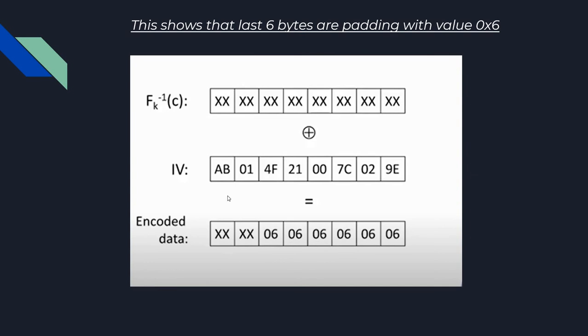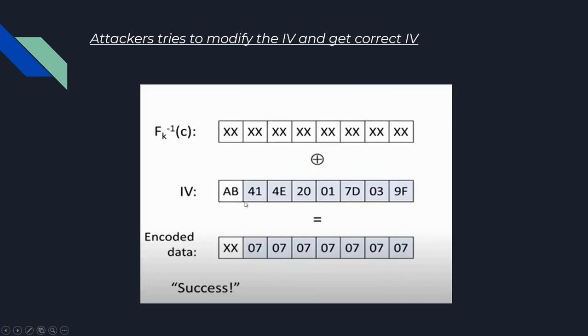because in the encoding scheme, the number of bytes to be appended is exactly equal to the value of that byte. So here the attacker knows that the last 6 bytes are the padding and the first 2 bytes are actually the data of the encoding. Now, in order to get those first 2 bytes correctly, the attacker will try to modify the initialization vector in order to get the encoded data 07.